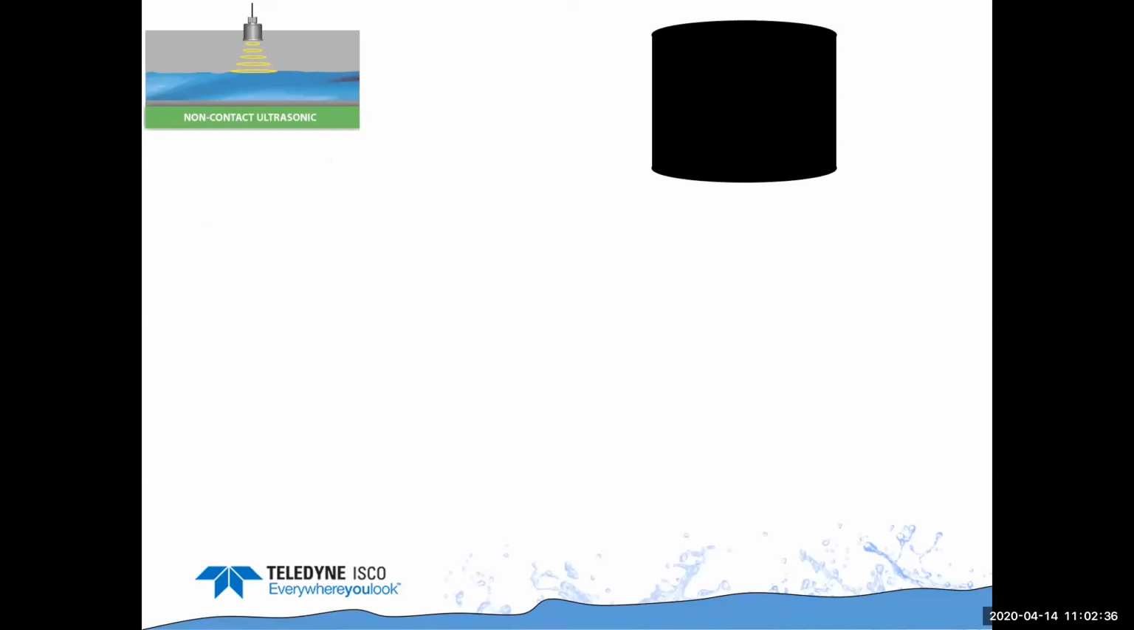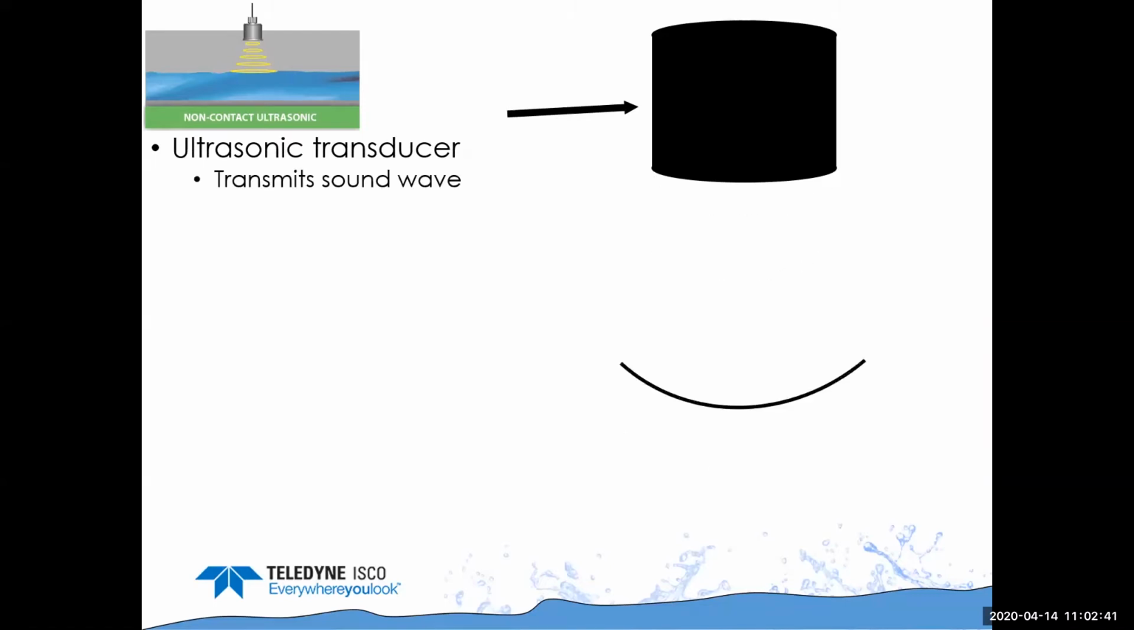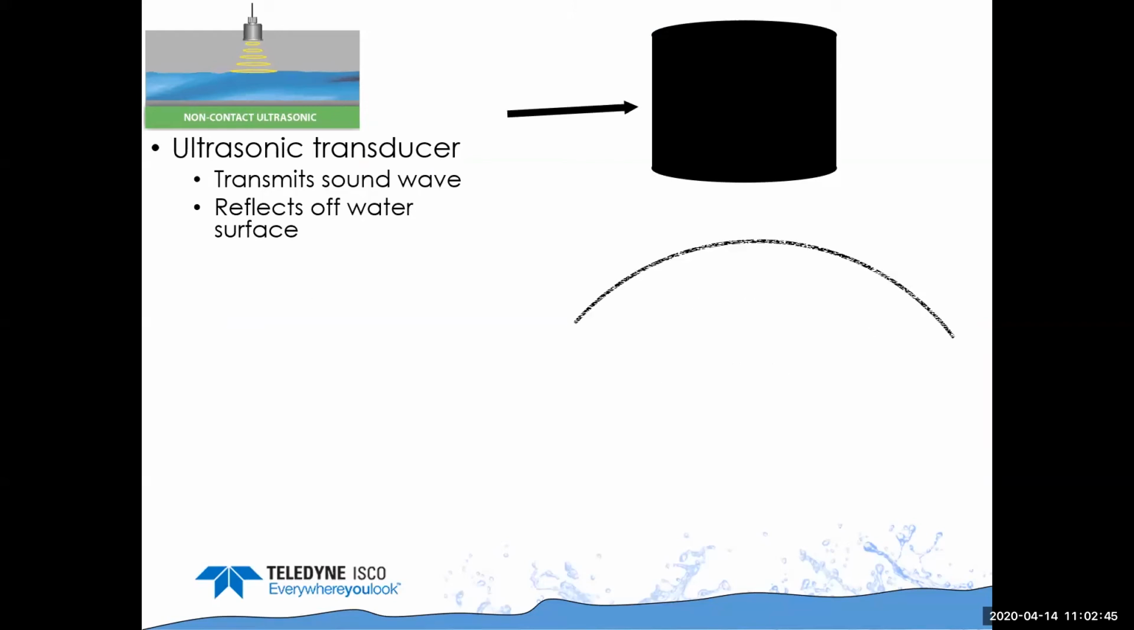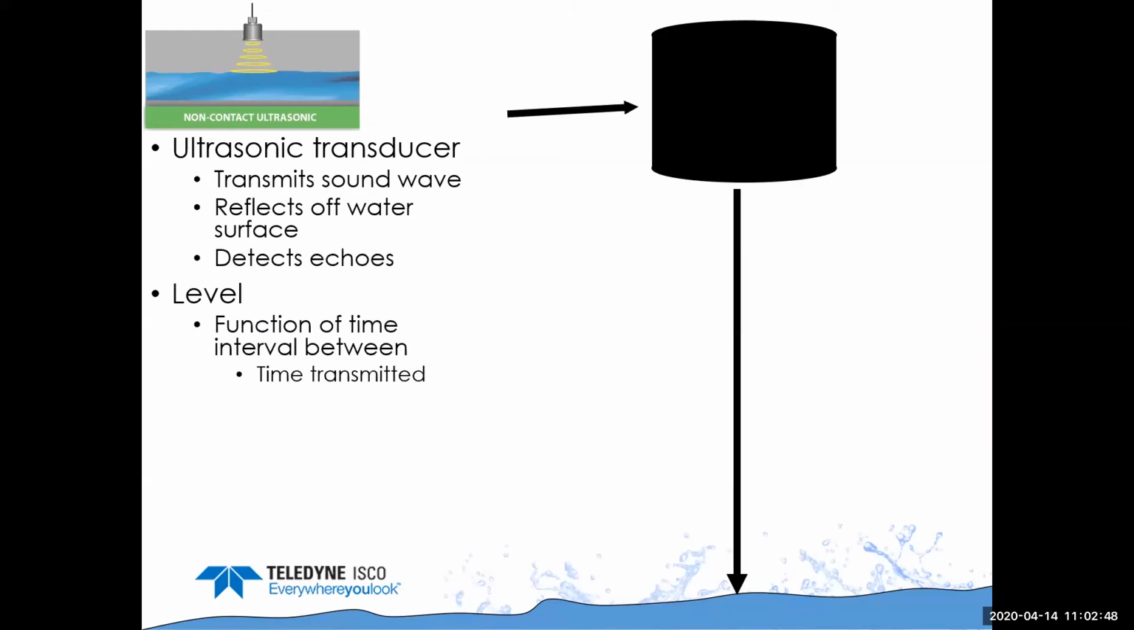So as far as an ultrasonic sensor, it is a non-contact sensor. It has an ultrasonic transducer that transmits a sound wave, bounces off the surface, which could be the water, and it detects the echo. So it reads the level as a function of time. So we have a transmit and a receive transducer, and it measures the amount of time it takes to hit the water surface and come back to determine what the distance is to your water surface. And with that, the level can be calculated.